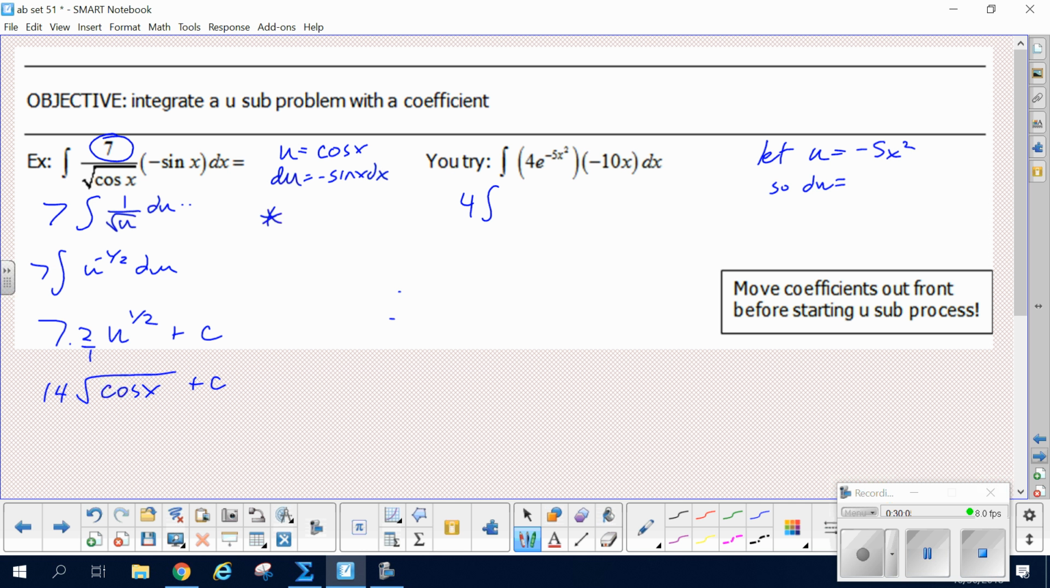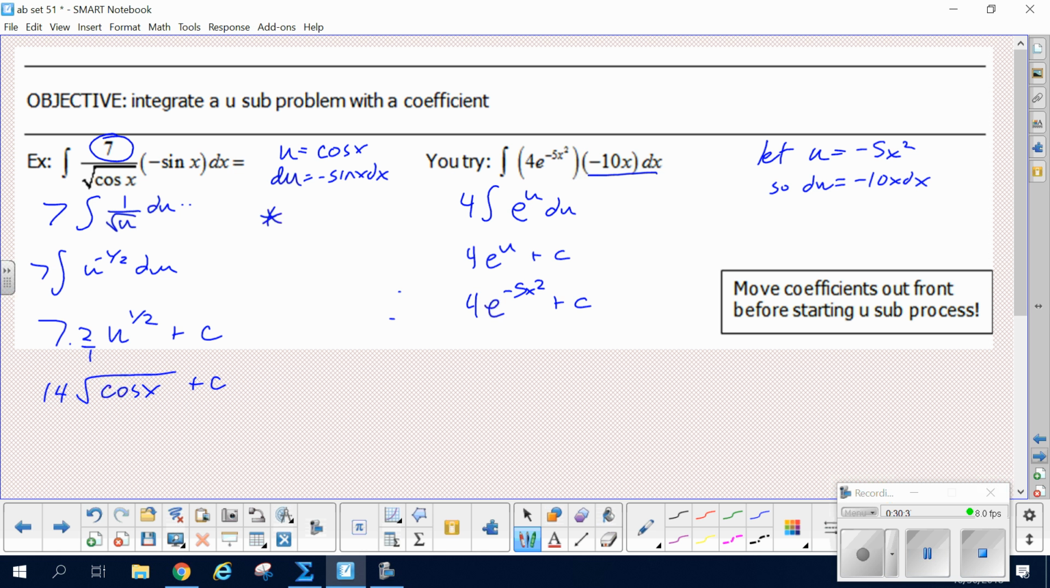Negative 5x squared. Therefore, du is negative 10x dx. That's perfect. That's exactly what you want it to be. With that substitution, I pull the 4 out front. It becomes 4 e to the u, and that whole thing is du. Perfect. What's the antiderivative of e to the u? E to the u. And then sub back: 4e to the negative 5x squared plus c. You with me? Yes.